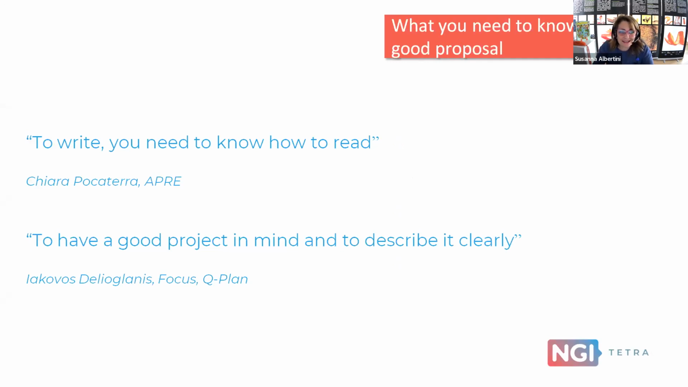And these are two sentences that I like to cite. This one is from Chiara Pocater and the other is from Iacovos Lioglanis. The first one is: to write, you need to know how to read. It seems a word joke, but indeed it is, because you really need to read the whole text and then start writing, not vice versa. And then your objective should be to have a good project. Then you have to describe it, and this is the proposal, but not vice versa. Don't start by writing a good proposal and then not be able to implement a project, because this will be really negative if you are approved.